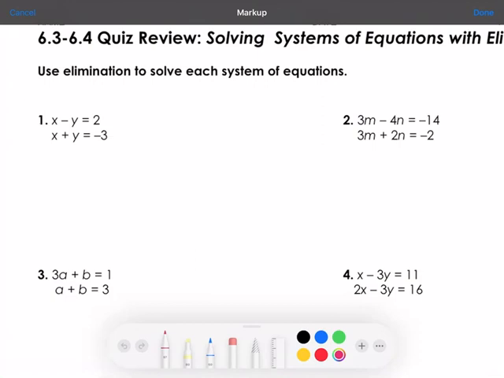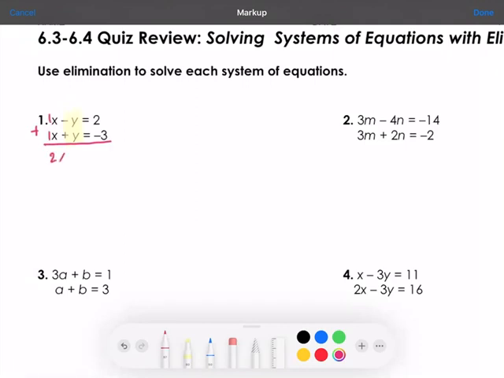So I want to first look for a strategy of how to do that. In this one, I look at my x's, and I have 1x and 1x, which have the same coefficient of 1, but they're not the opposite sign, so they won't cancel. But I do have a negative y and a positive y, which will cancel, and I don't have to do anything else to get those to cancel. So I'm good to go ahead and add these two equations together, and I'm going to just combine like terms.